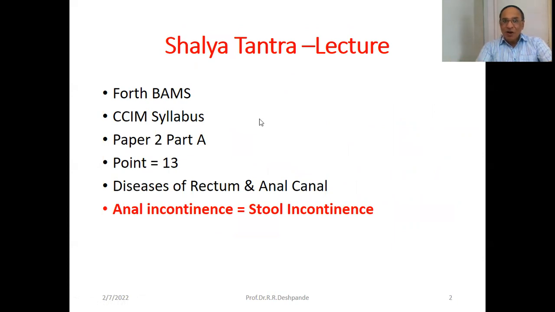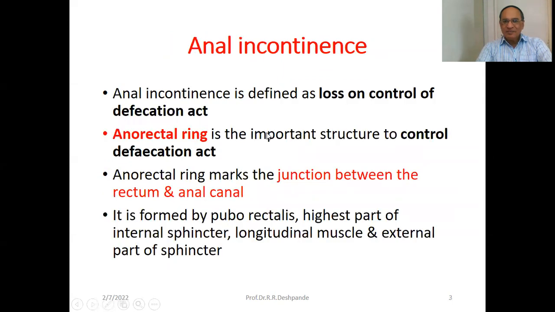Yes, for fourth year BAMS, Bachelor of Ayurvedic Medicine and Surgery, CCIM syllabus, Central Council of Indian Medicine syllabus, Abhyas Krama, paper 2, Shalya Tantra, surgery, part A, point number 13, diseases of rectum and anal canal. And this video is regarding anal incontinence or stool incontinence.